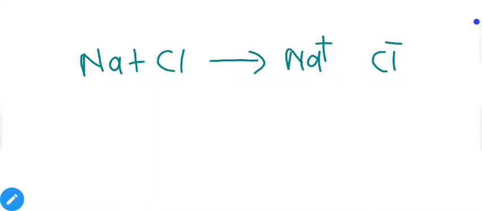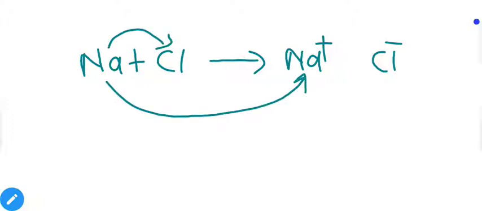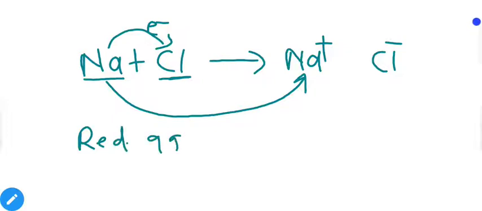As we know, in our main reaction sodium loses an electron and chlorine gains an electron. Because sodium releases an electron, chlorine can accept it. And that's why, because of sodium, chlorine is reduced. That's why sodium is known as the reducing agent. Reducing agent means sodium is being oxidized during the process.